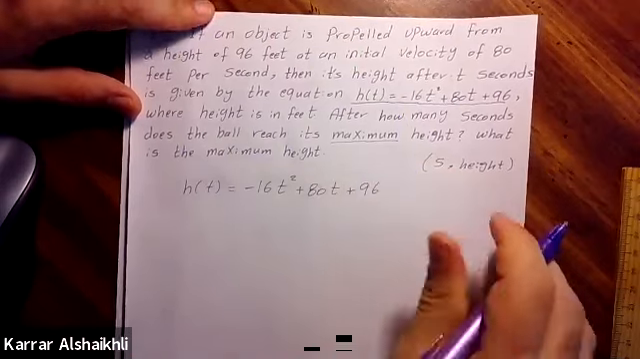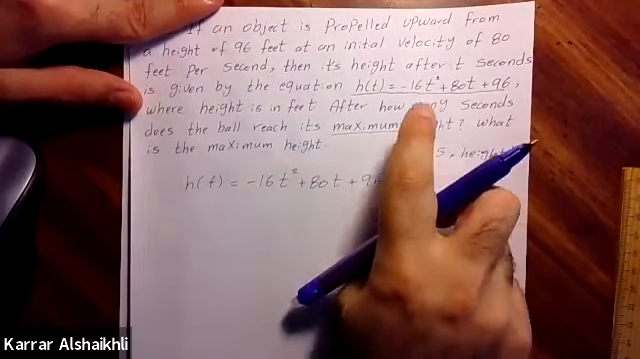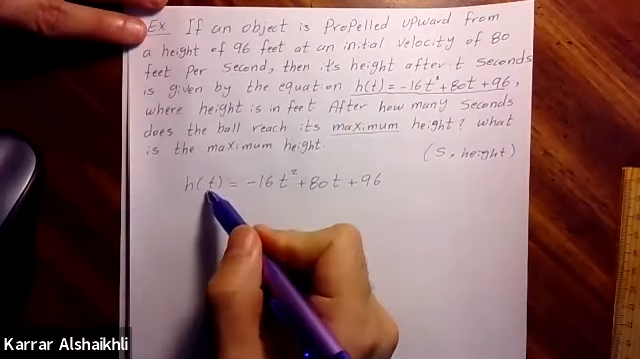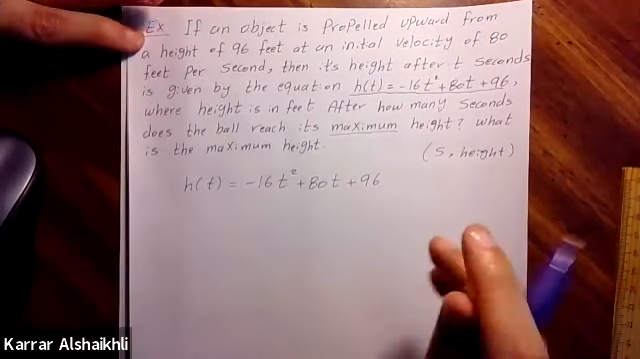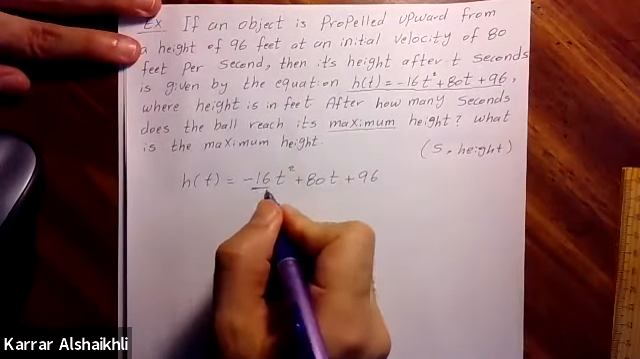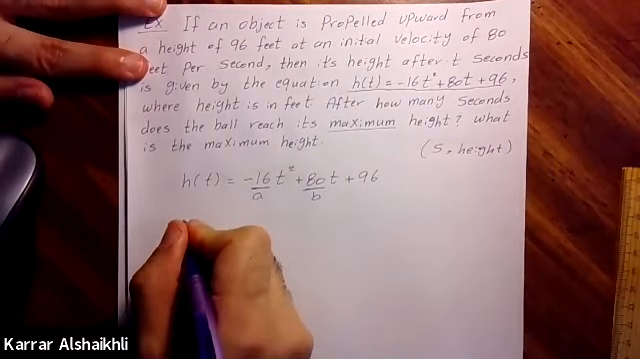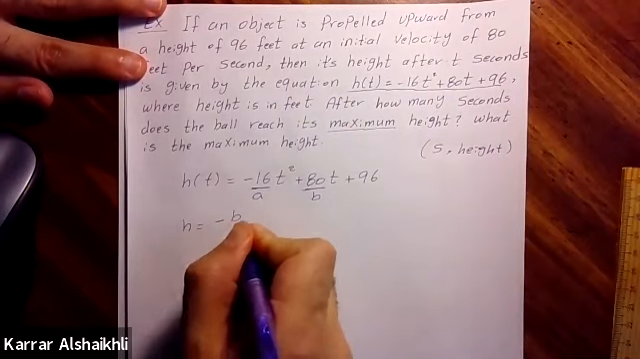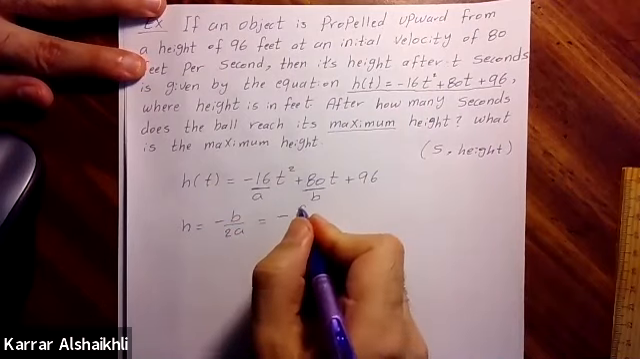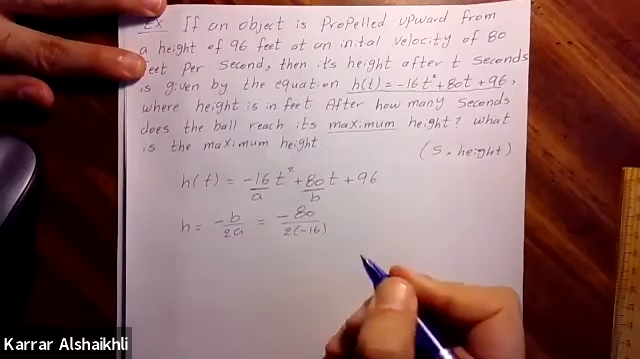So the first thing, they ask you to find the maximum height. But the maximum height after how many seconds? That means we need to find the time, which is the h. Because you see the h here, that means we need to find the time. So I'm just going to use the vertex formula. I'm going to locate this is the a and this is the b. That means h is going to be negative b over 2a. So it's going to be negative b, which is 80, over 2 times a, which is negative 16.